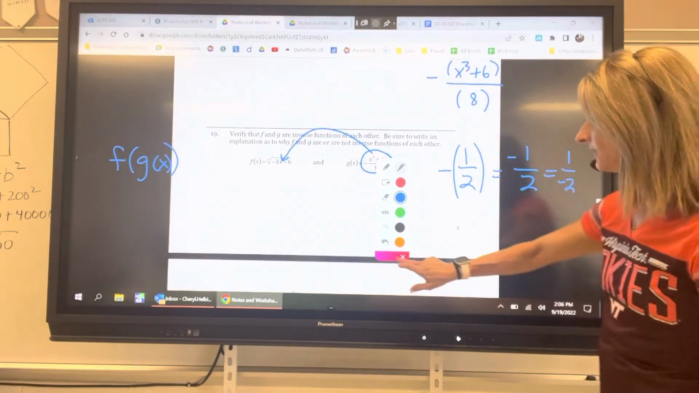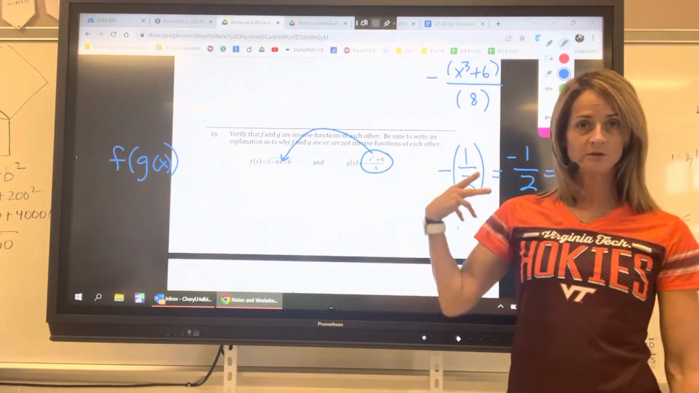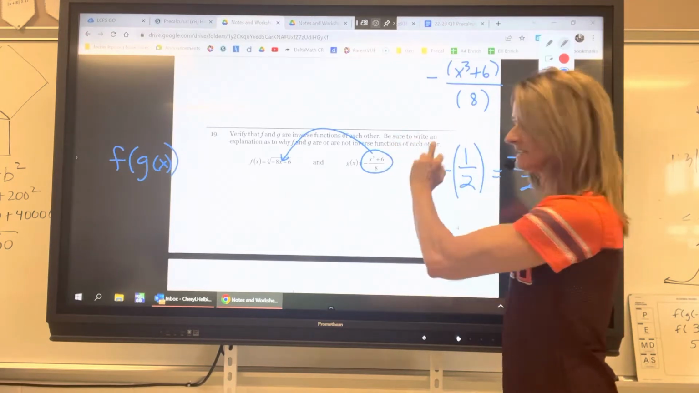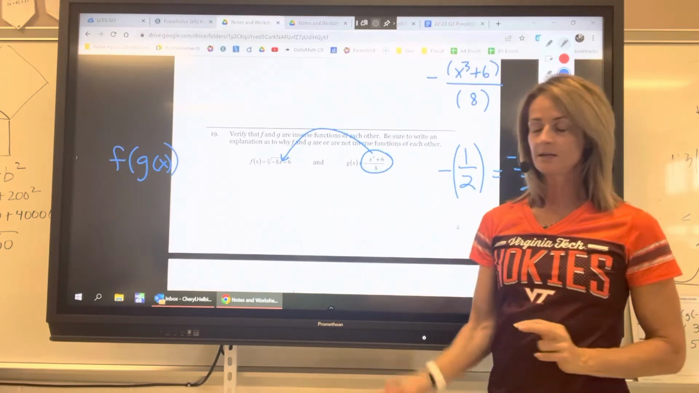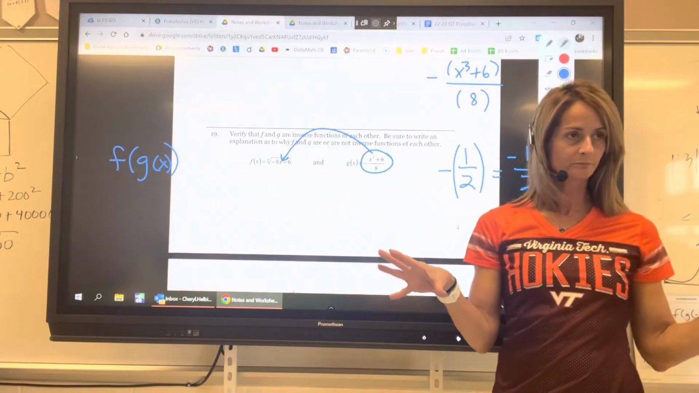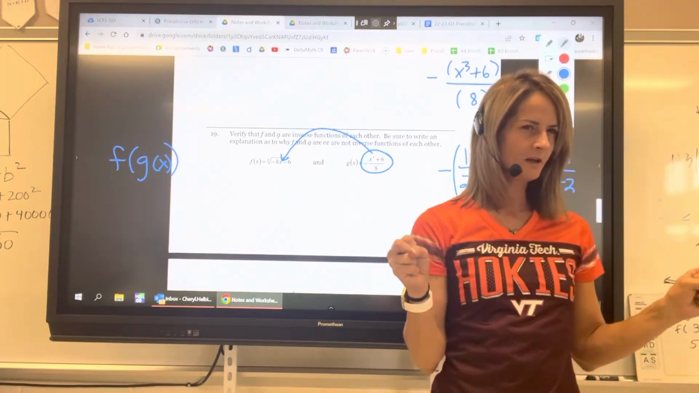We're not gonna have to do that here, but I just wanna show you that if I wanted to distribute that negative to the numerator, the numerator would have to be negative x cubed minus 6, right? Because the negative is in front of the whole fraction. Are you with me? Should I repeat that?